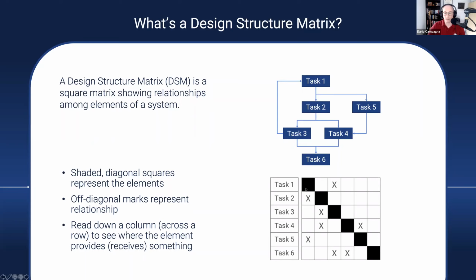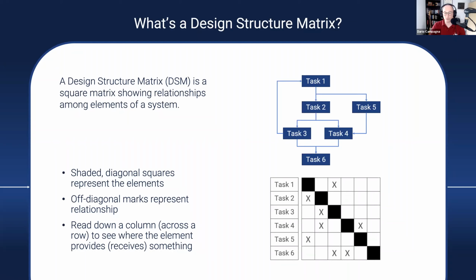We have on the diagonal these shaded squares that represent the elements. So each element has associated a row and a column. And then we have off-diagonal marks that represent relationships. In DSM, we have 2 conventions for modeling a system. One is the input row convention, that is the one we are using. And in the input row convention, given an element, for example, task 1, when you read its row, then you see what are the inputs to that element.